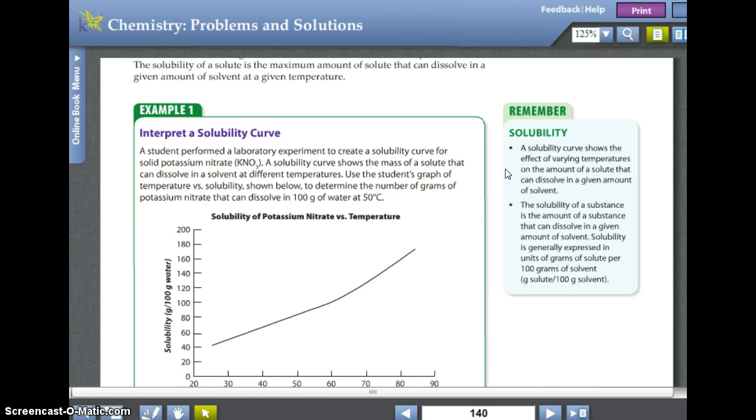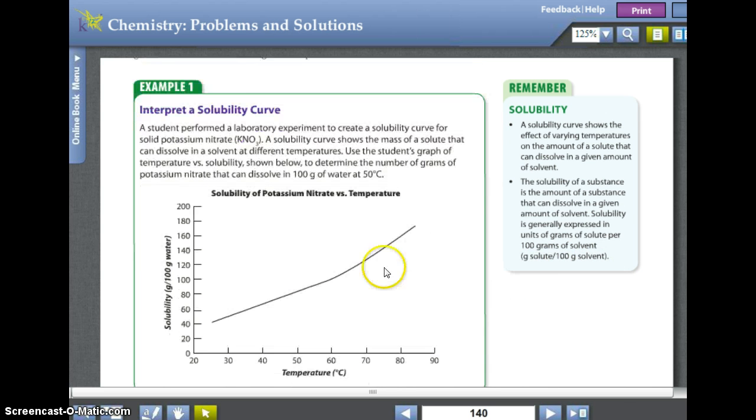A solubility curve is a graph that shows the effect of varying temperatures on the amount of solute that can dissolve in a given amount of solvent. The solubility of a substance is the amount of substance that can dissolve in a given amount of solvent. Solubility is generally expressed in units of grams of solute per 100 grams of solvent. So grams of solute divided by grams of solvent.